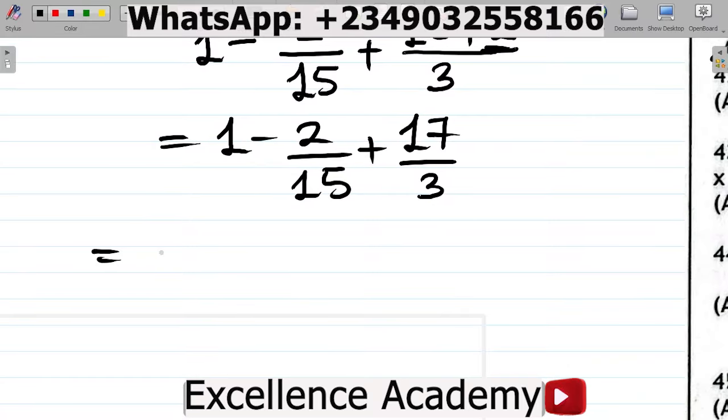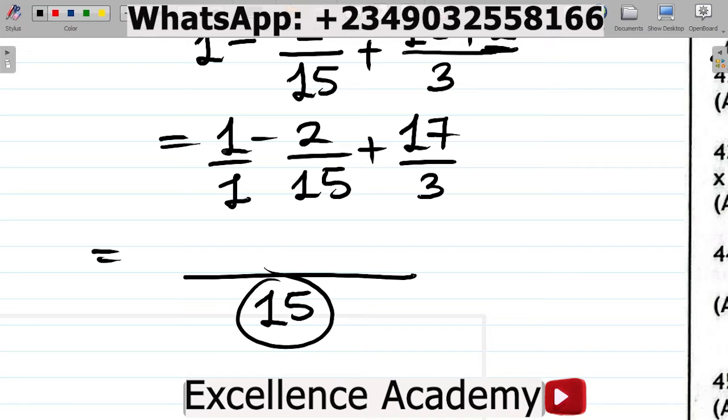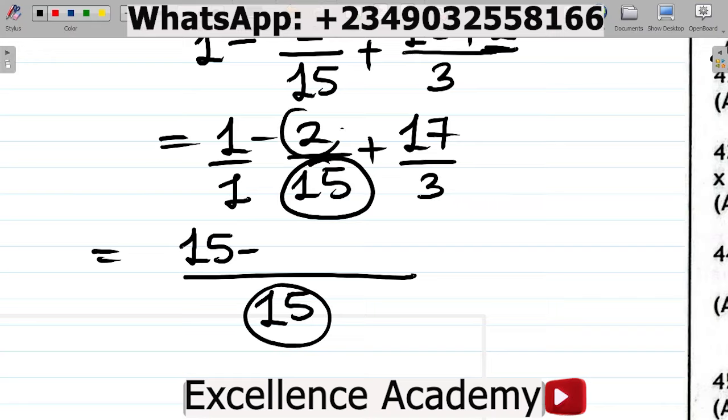Proceeding, this is equal to 1 minus, okay, let's take the LCM here. The LCM for 15 and 3 would obviously be 15. So I have 15, this is all over 1. So 15 divided by 1 gives you 15, 15 times the numerator 1 gives you 15. So I have this as 15 minus 15 divided by 15 gives you 1, 1 times the numerator, 1 times 2 gives you 2.